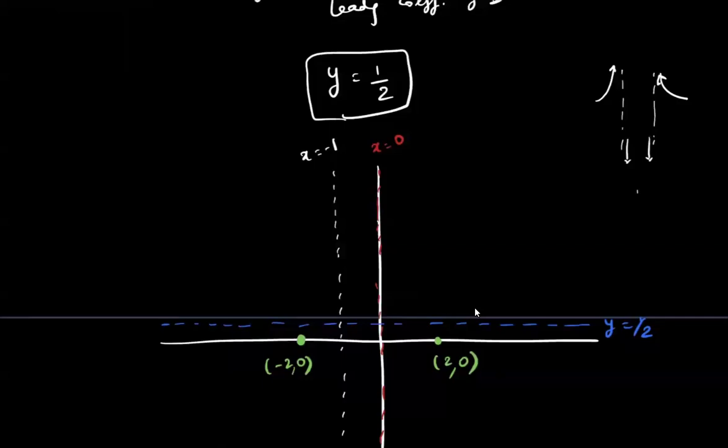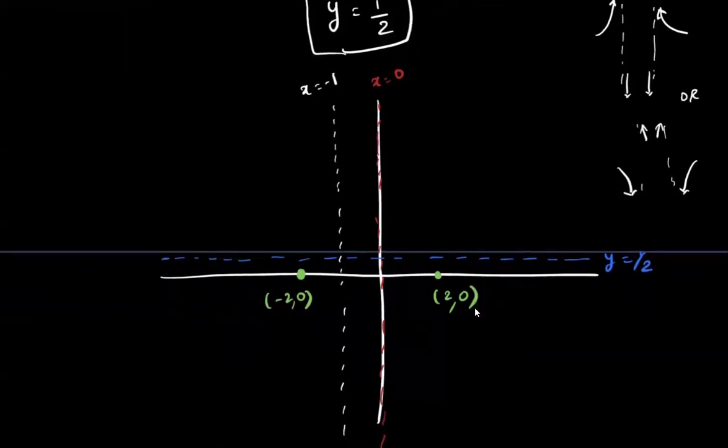I could have had the opposite behavior as well, meaning it was coming down here and down here, up here and up here. So both of these are possible. Now, which one of these two is going to work out for me? For that, I look at my points.